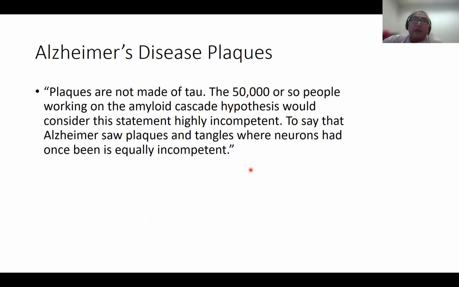And he said, plaques are not made of tau, because I said, you know, Alzheimer's saw tau inside amyloid plaques. And he said, plaques are not made of tau. The 50,000 or so people working on the amyloid cascade hypothesis would consider this statement highly incompetent. To say that Alzheimer's saw plaques and tangles where neurons had once been is equally incompetent. And truthfully, I'd never been called incompetent once, let alone twice in one sitting.